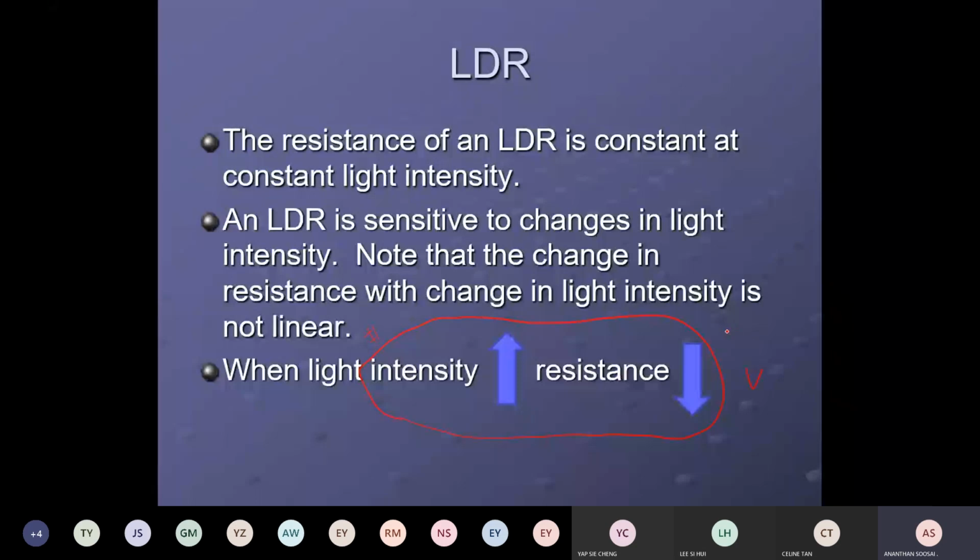So the voltage across the LDR, if you put a voltmeter across it, the voltmeter reading will drop. Less voltage.